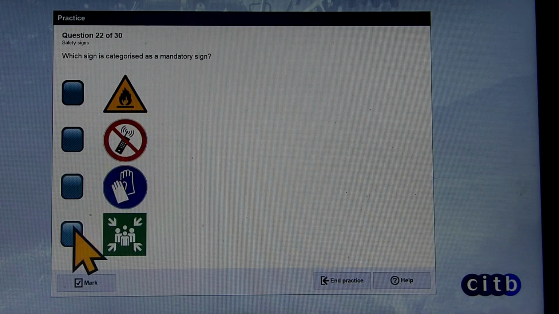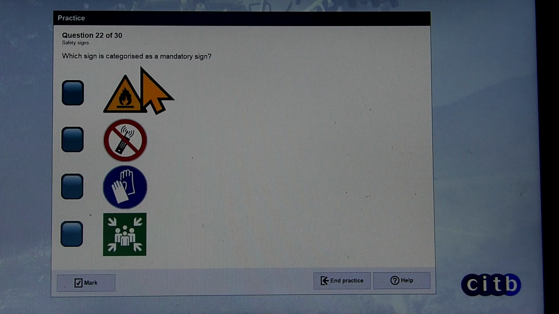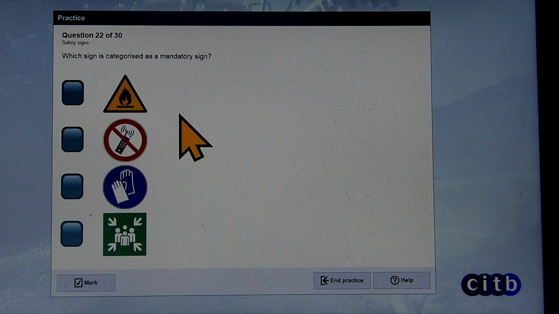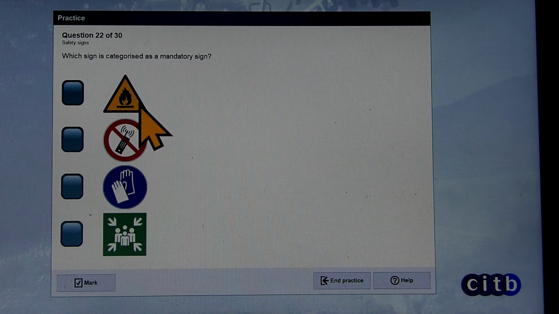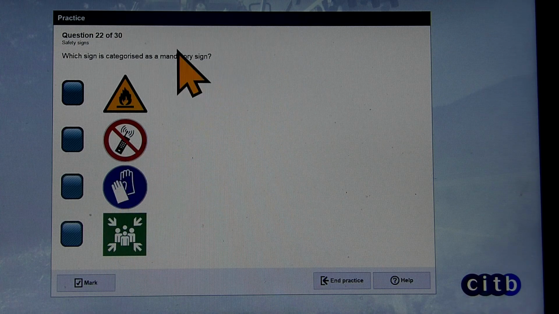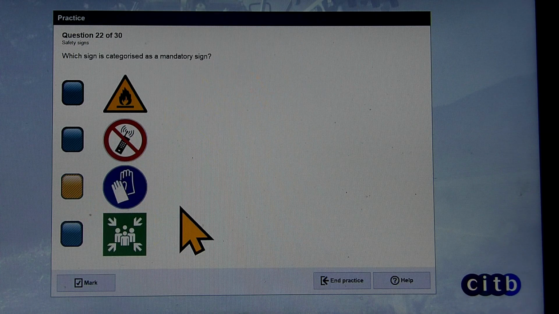Okay, let me give you time to answer this. Which sign is categorized as a mandatory sign? Is it the yellow, the red, the blue, or the green one? Blues are mandatory. Mandatory means we must use them. We must do it.